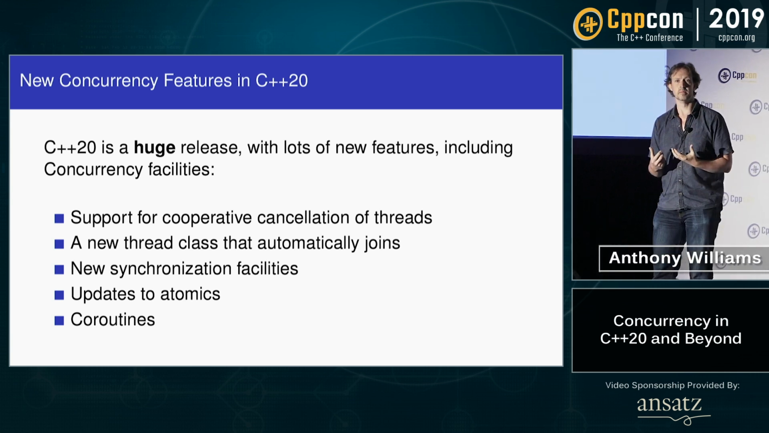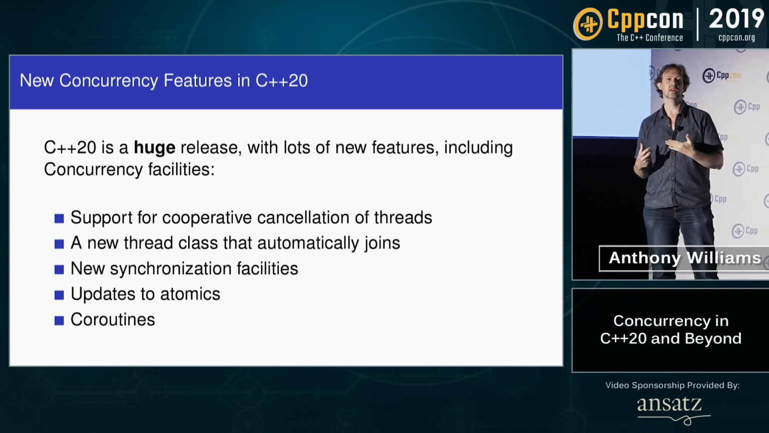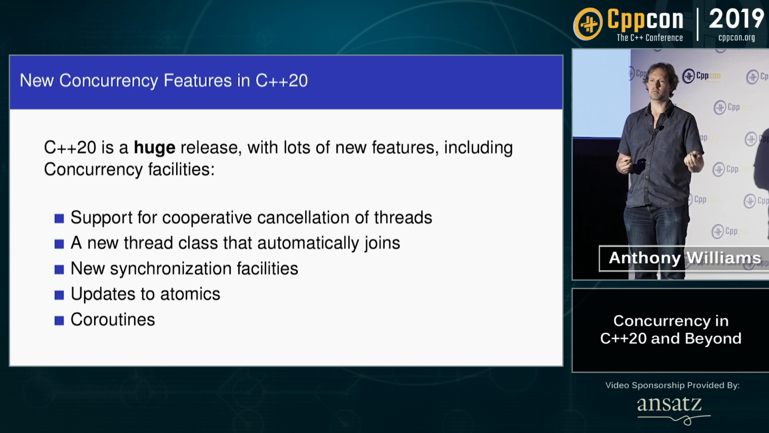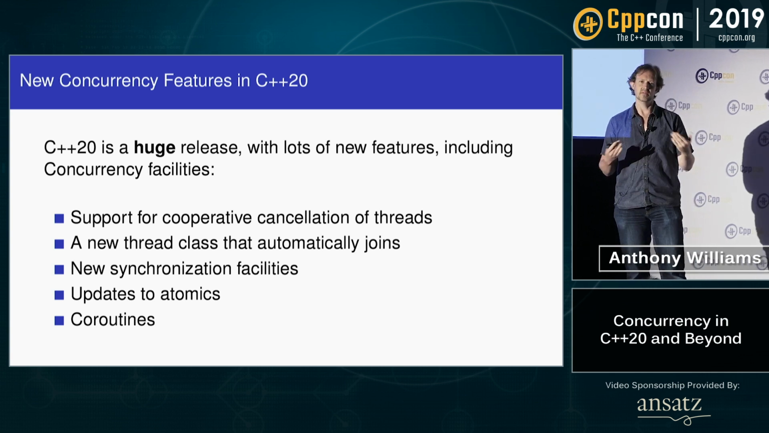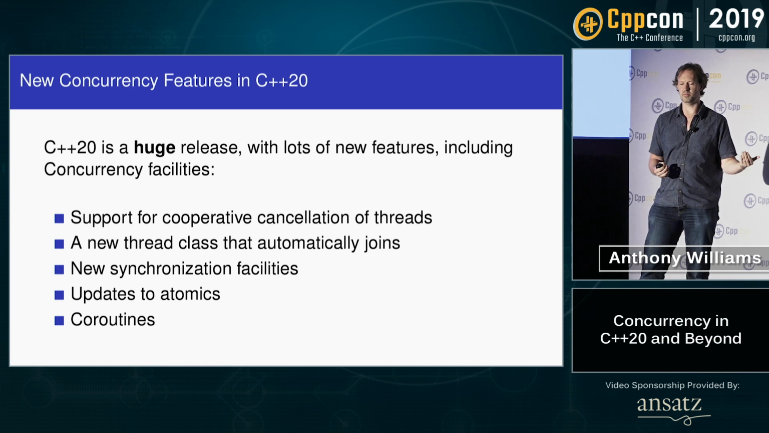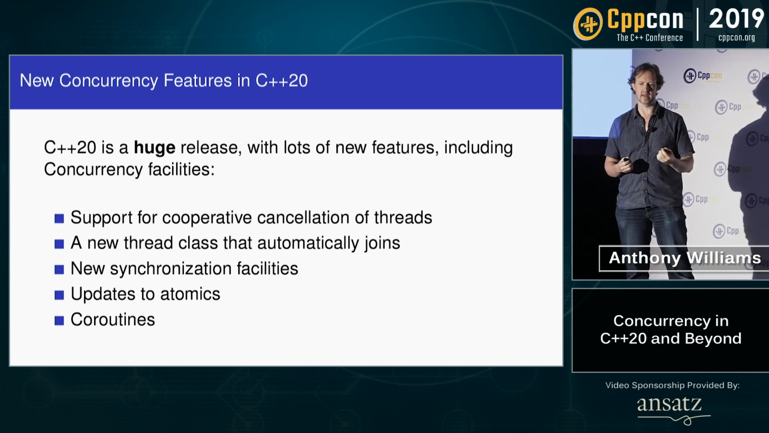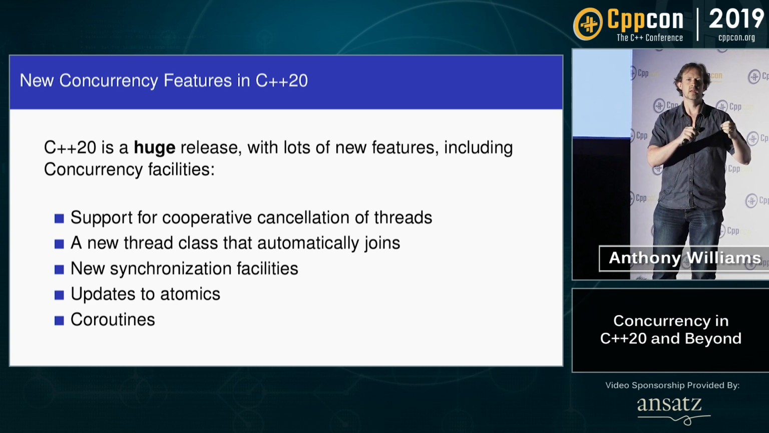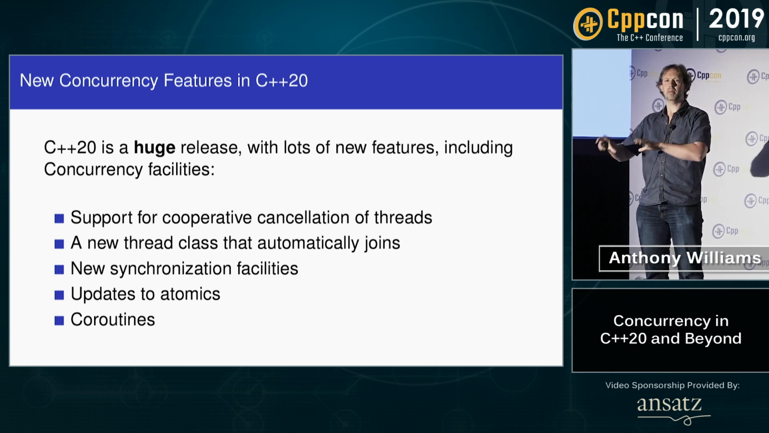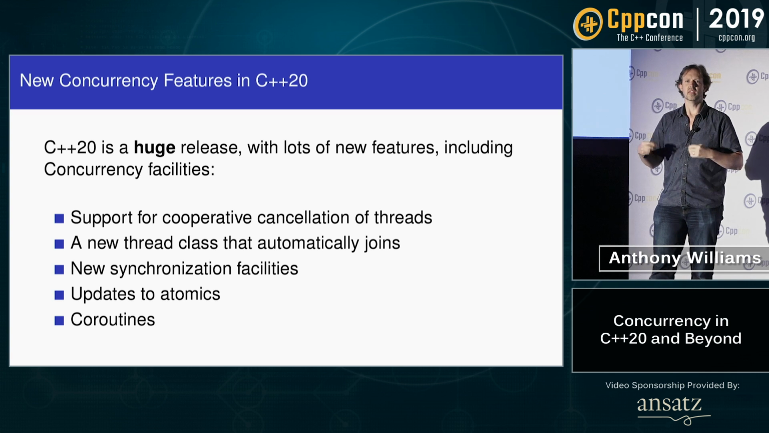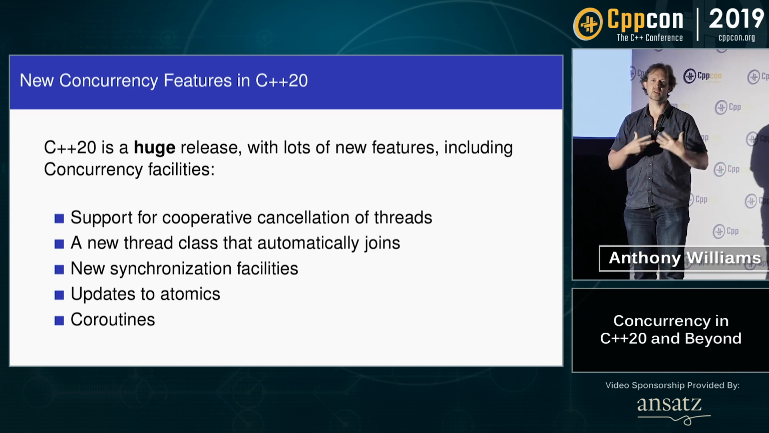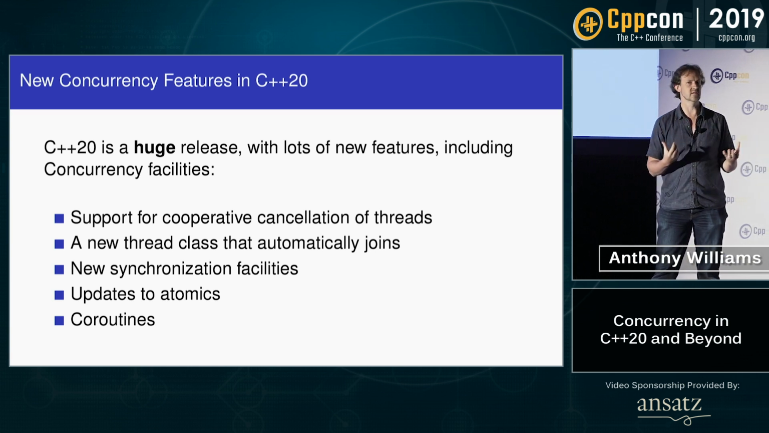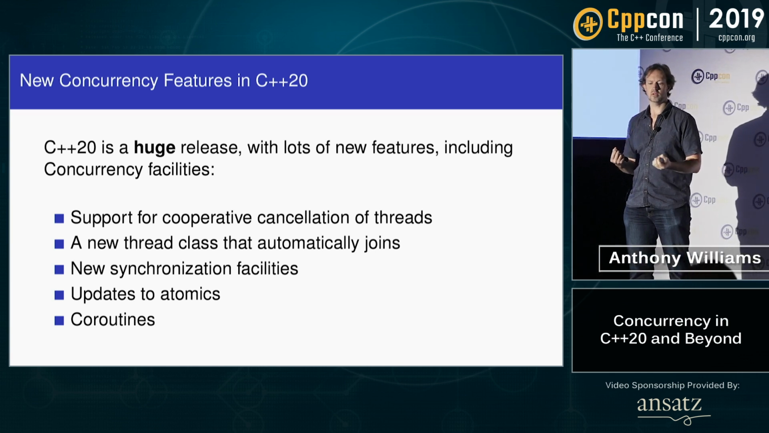cooperative cancellation, which is something that we've actually wanted to have in the thread library since C++11, but we've now finally got it in the C++20 draft, so I'm very excited about that. As well as a mechanism which is independent of how you manage your threads, there's also a new thread class that incorporates that. There's a couple of new synchronization facilities, so I'm going to talk about those.